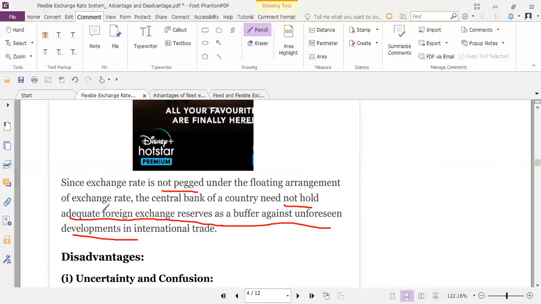We've learned what foreign exchange reserve actually is. It's the reserve of foreign currencies. So there's no need to hold this reserve as a buffer for any unseen problems in the economy, because the problems will automatically get adjusted in a flexible exchange rate system.